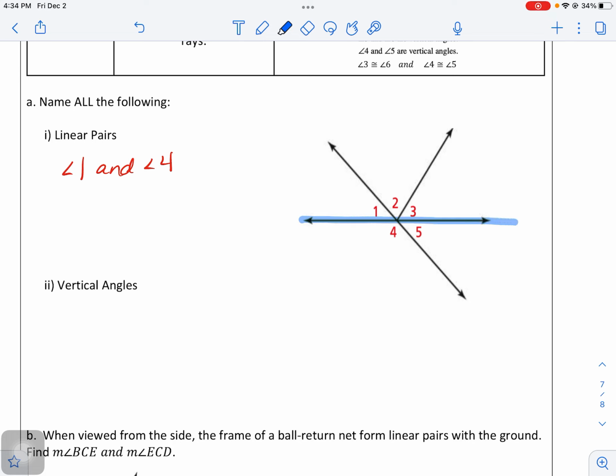So here's another straight line. I can see right here, those two angles are right next to each other and they form that half circle or that straight line. So I can say angle 4 and angle 5 are going to be linear pairs. All right.